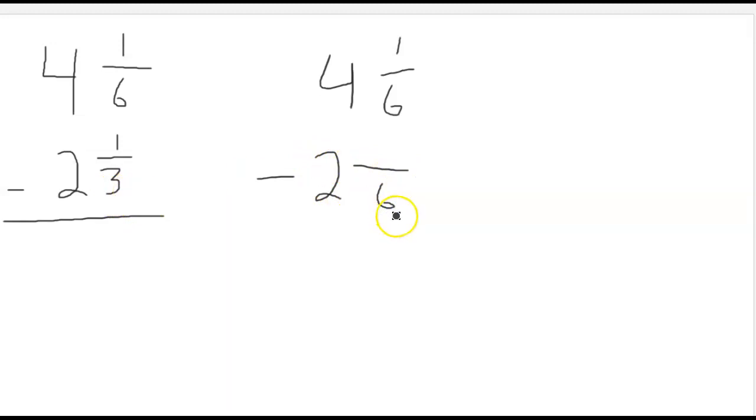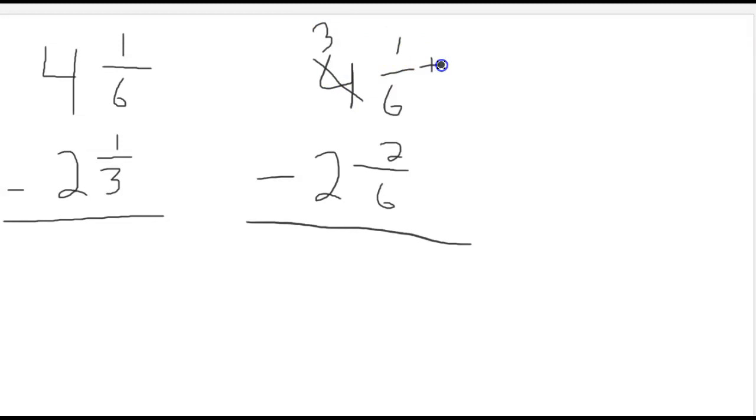Well, 3 times 2 is 6. 1 times 2 is 2. So now we have 4 and 1/6 minus 2 and 2/6. But again, we can't take 2 away from 1. So we're going to have to borrow a whole, right? We can borrow here. This becomes a 3.